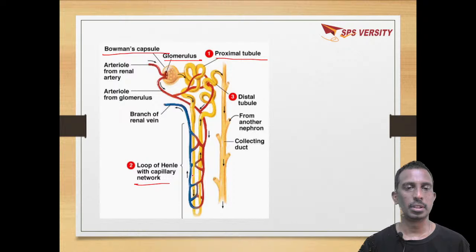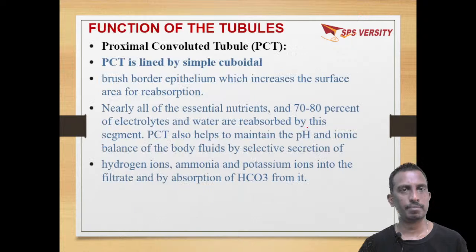Here you'll see the function of each and every part. First we'll come to the function of the tubules. What actually happens in the proximal convoluted tubule, loop of Henle, and distal convoluted tubule? Initially we'll start our discussion with the proximal convoluted tubule.